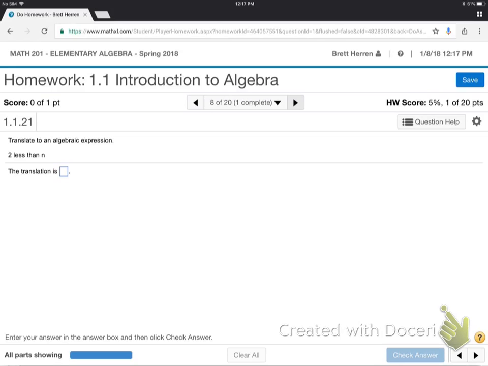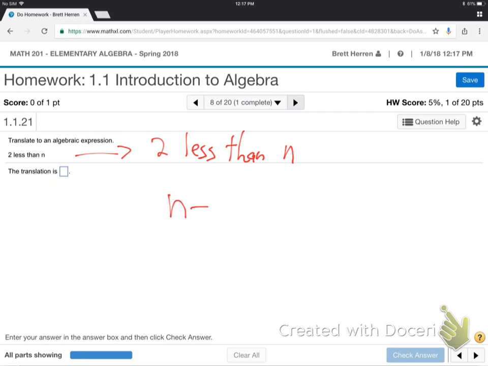All right, so let me bring those words over here so you can see them a little better. "2 less than n." They want me to take those words and translate them to an algebraic expression. Let's make it a math thing. Go from English to math. So how do we take "2 less than n," that's English, and change it to math? How do you write that as a math thing? You would do n minus 2.